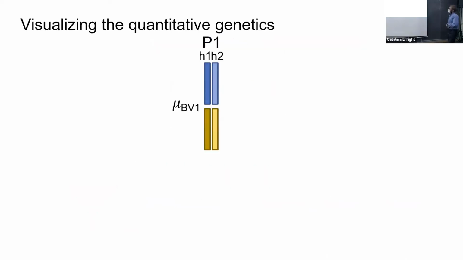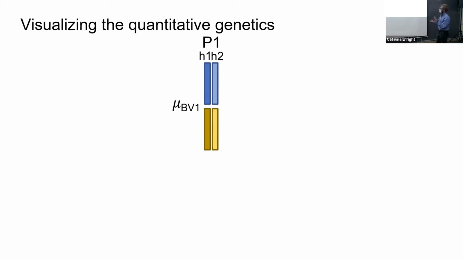So how does this work from a quantitative genetic perspective? First, I'm thinking about parent one, and I'm worried just about breeding values for parent one. And I have to know its phasing. The reason I need to know its phasing is, well, you'll see in a moment, it's not necessarily relevant to the breeding value, the mean breeding value.